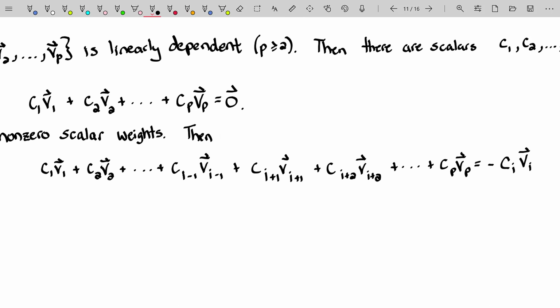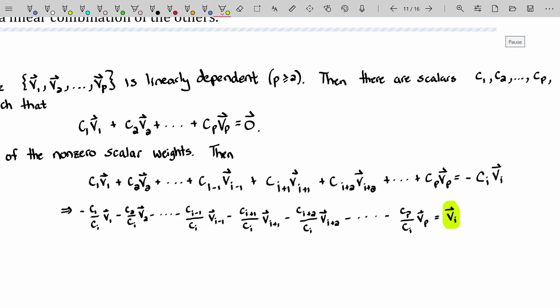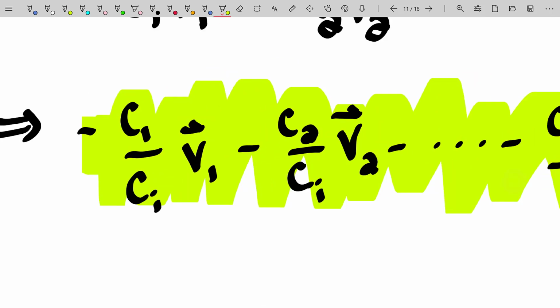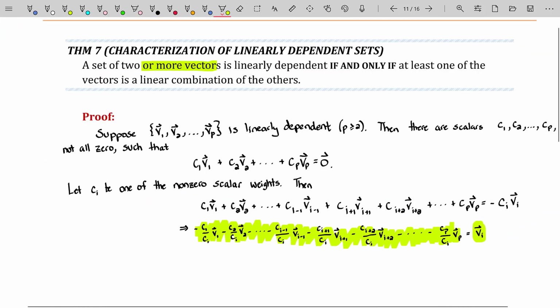Now all I need to do is divide both sides by c sub i, a negative c sub i. And there you have it. This tells us that v sub i, that vector in that linearly dependent list of vectors, is actually a linear combination of all the other vectors in the set. The weights of that linear combination are listed as negative c1 over c sub i, negative c sub 2 over c sub i, and so on and so forth down the line. That actually proves the forward part.